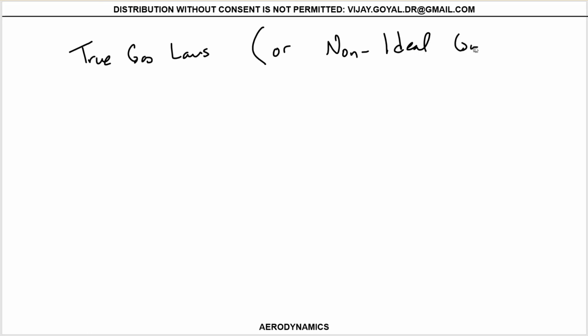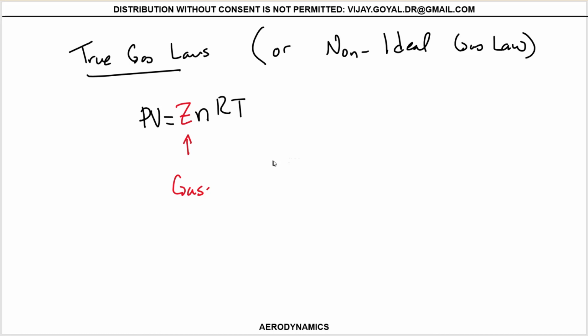Now, another concept that is very often used in these problems is the true gas law, many times called the non-ideal gas law. All we have to do is take nRT and multiply it by a compressibility factor, Z. This is the gas compressibility factor.